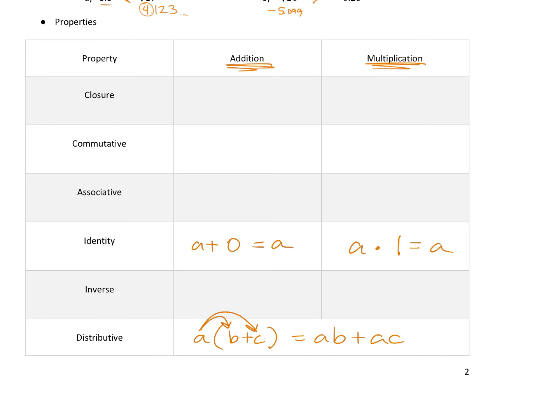Anyone want to shoot for another one? All right, let's do it. The closure property doesn't really show up much, but it's there. I will give it to you. Basically, what the closure property says with addition is if you add two numbers together, you get a real number.